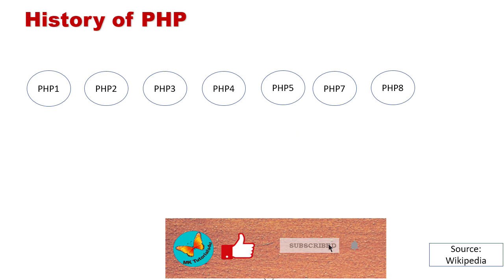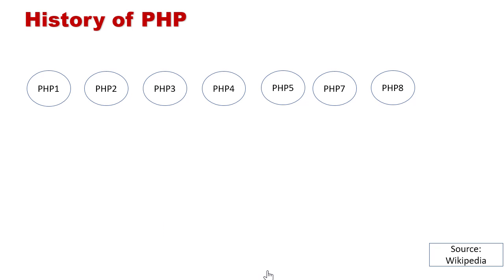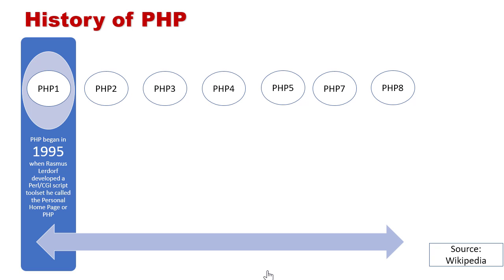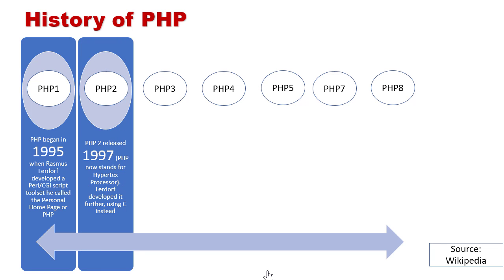Now let us know the history of PHP. Currently the PHP 8 version is there. So the journey started with PHP 1. In 1995, PHP was developed by Rasmus Lerdorf, when he developed a Perl or CGI script toolset, and he named it Personal Home Page, but later on it became Hypertext Preprocessor. Then in 1997, PHP 2 was further developed.